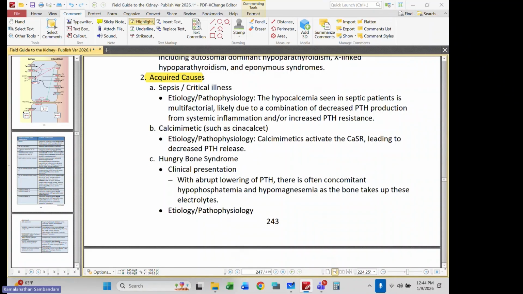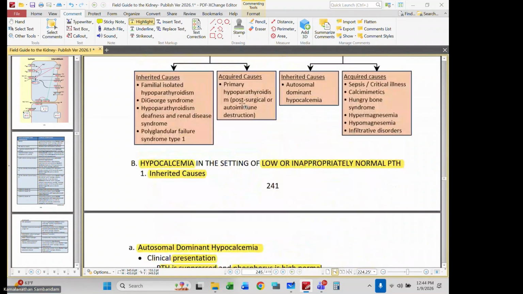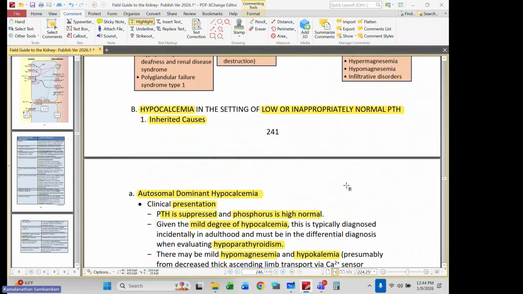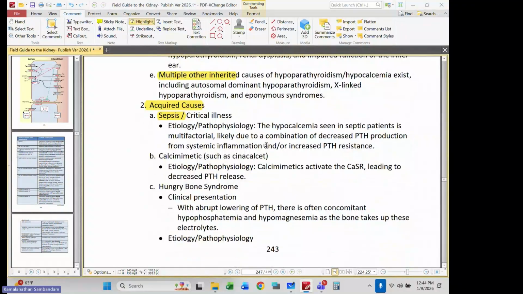the more relevant diseases that you see as an adult nephrologist, and acquired causes are going to be really the most common causes of hypocalcemia. Again, we're still in this branch of the tree where PTH is not sufficiently responsive, right? PTH is either low or normal instead of being high in the setting of hypocalcemia. So sepsis is one of these scenarios in which hypocalcemia is pretty common, right? This is a multifactorial phenomenon.